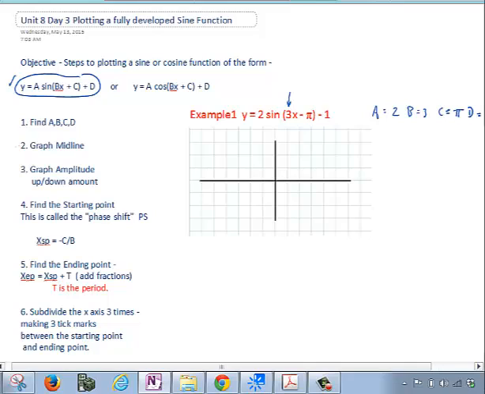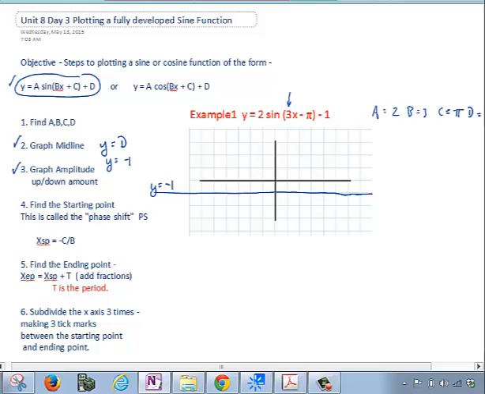The second thing you want to do is graph the midline, which is the equation y equals whatever the d value was. So we're going to plot y equals negative 1. I'm going to draw a line for my midline because this is the spine of the sine function, the middle of the function. In fact, this will be the line that I draw all my x-axis tick marks on because it will be perfectly centered between the highest and lowest point.